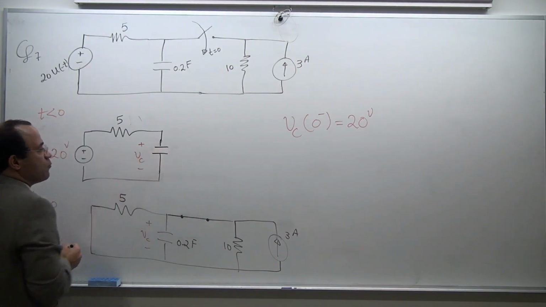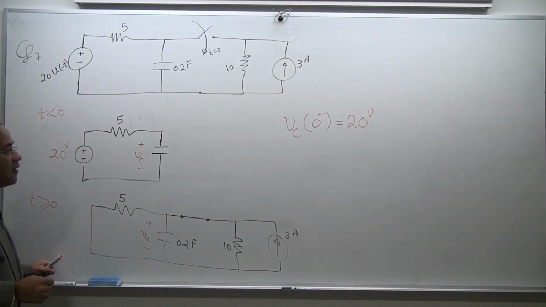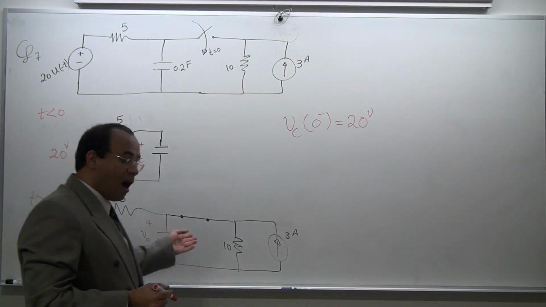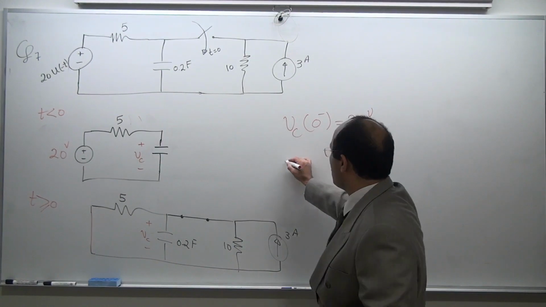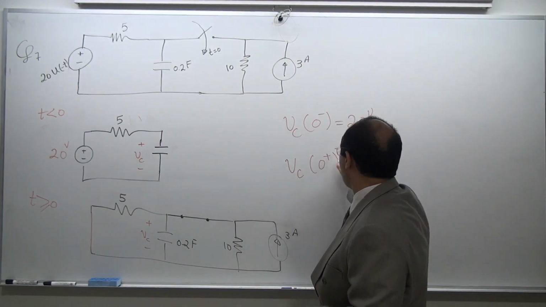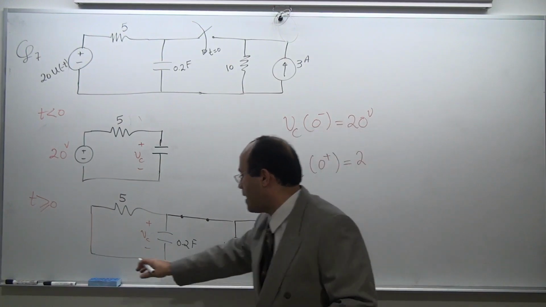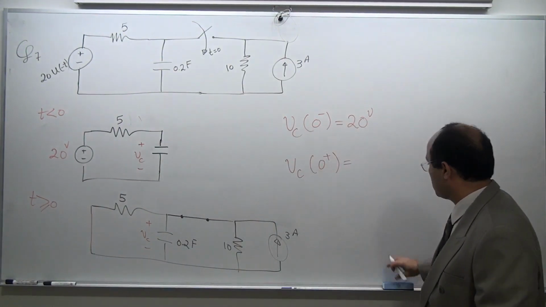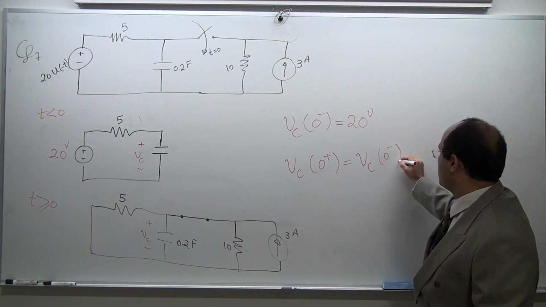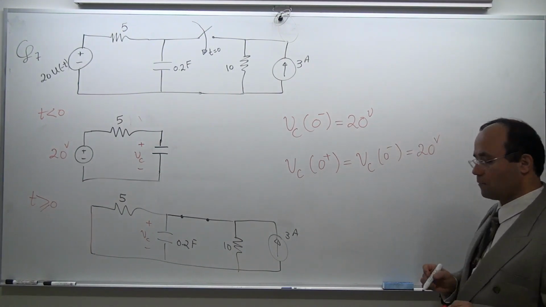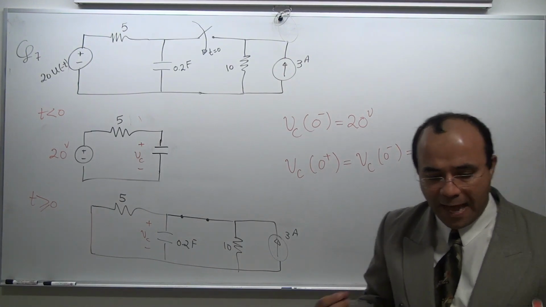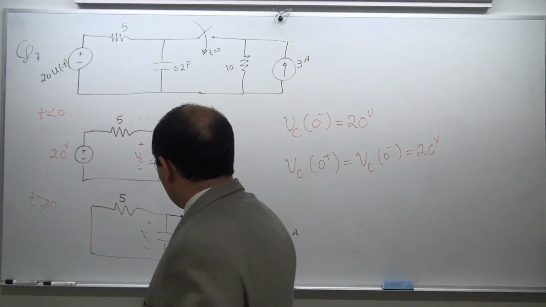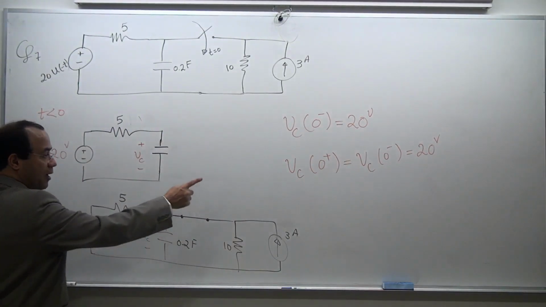And that's only for one moment in time. VC of 0 minus is 20 volts. Because the system is a combination of capacitors and resistors, I'm going to claim that VC of 0 plus is going to be the same as VC of 0 minus, is the same as 20 volts. I found the variable of interest, in this case, voltage of a capacitor for 0 plus.